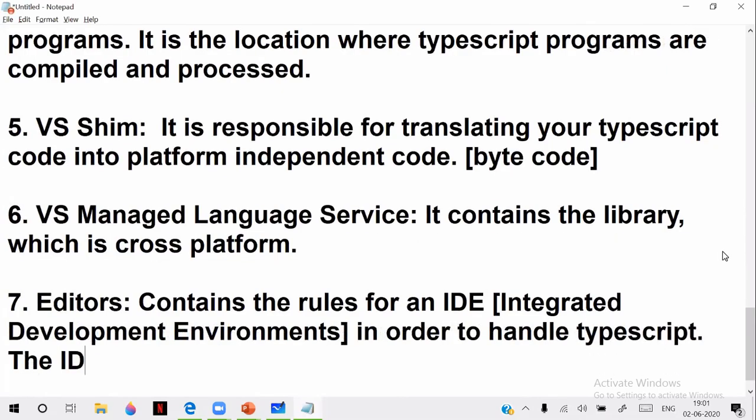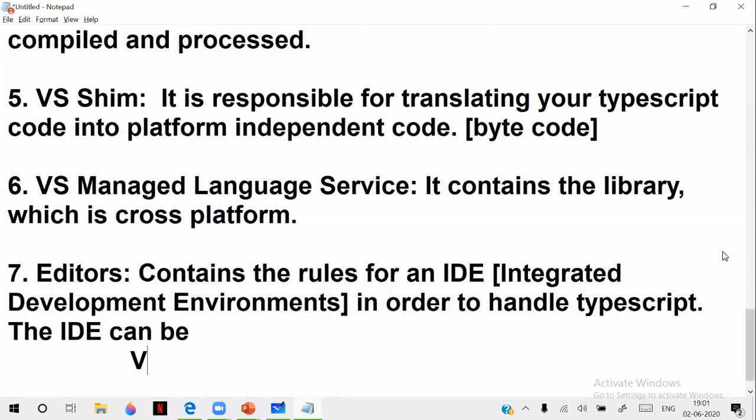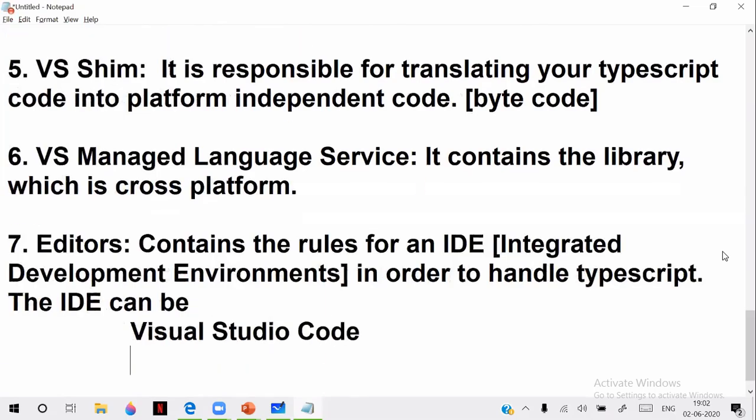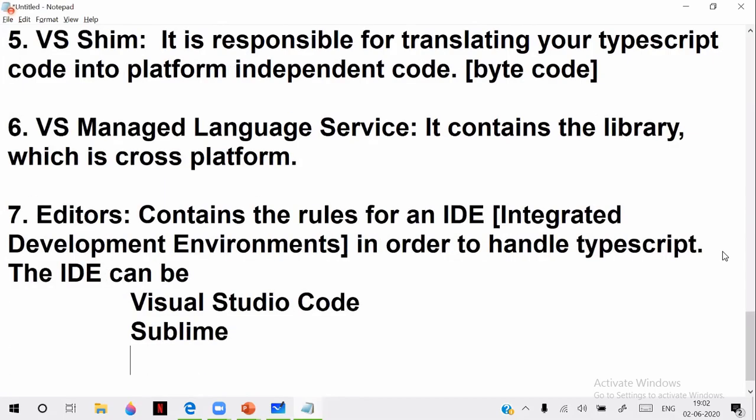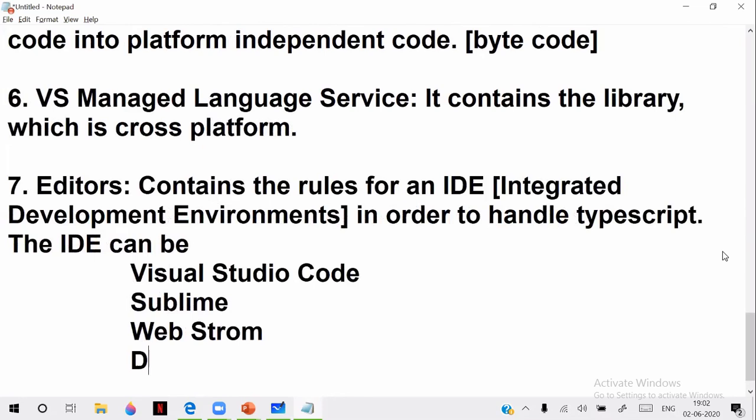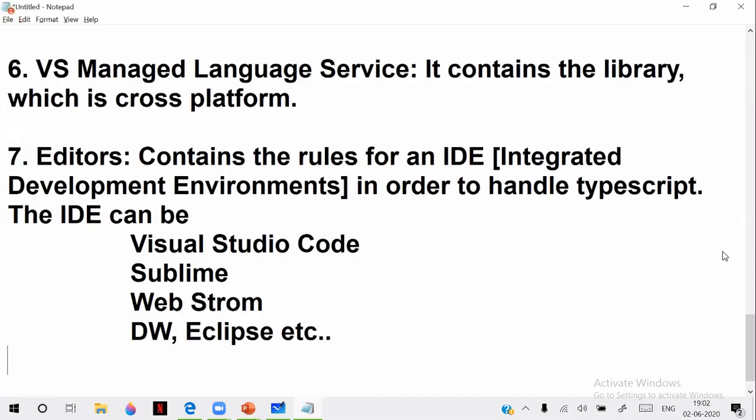The IDE can be many things. It can be Visual Studio Code, Sublime, WebStorm, Dreamweaver, or Eclipse, right? So it can be many. Notepad++, EditPlus, you can use anything. Whatever support is needed for an IDE to handle your TypeScript, those rules are configured and defined by the editors.